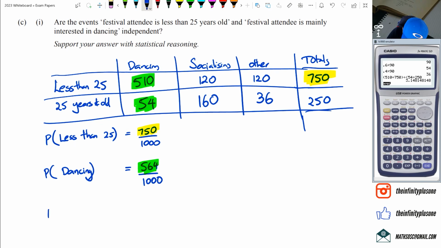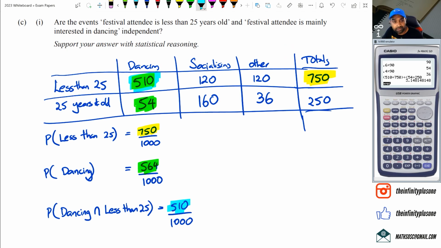And then finally, we've got probability of dancing and less than 25. Now that is going to be 510 out of 1,000. We've got 1,000 people altogether, and that 510 is basically from here. You get the idea of what's happening there. If they are independent, then multiplying these two probabilities should equal 510 over 1,000. And if it does, then we can say that they're independent.